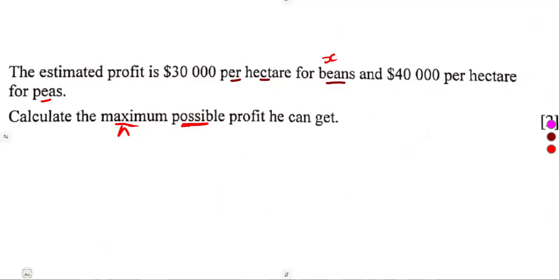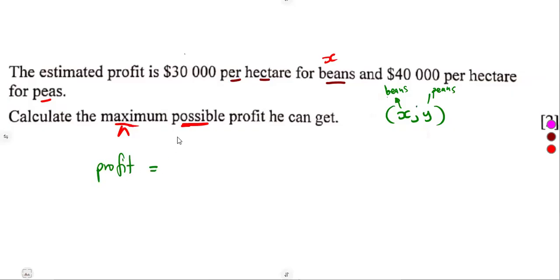So how can we get that one? This is how we answer this question. You must obtain a point in x and y. Remember, x representing the beans and y representing the peas. So you must obtain a point which is in x and in y, then take that value and multiply it by the profit. Because already, the profit is given.